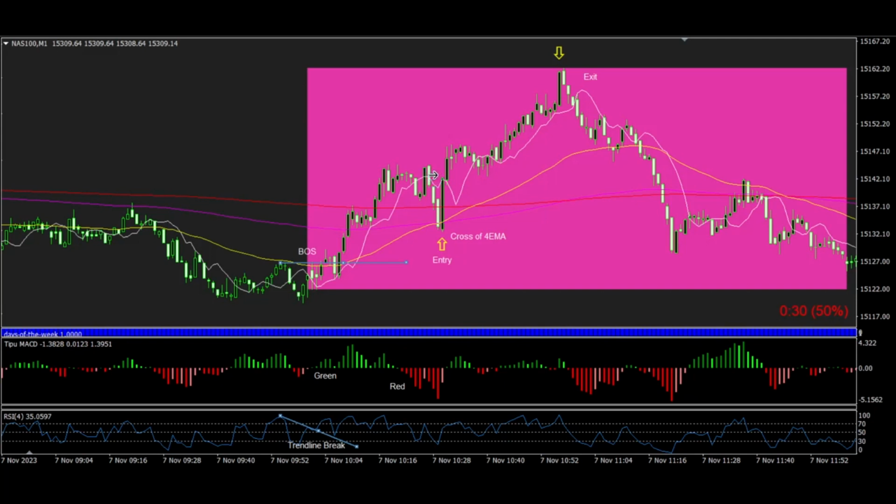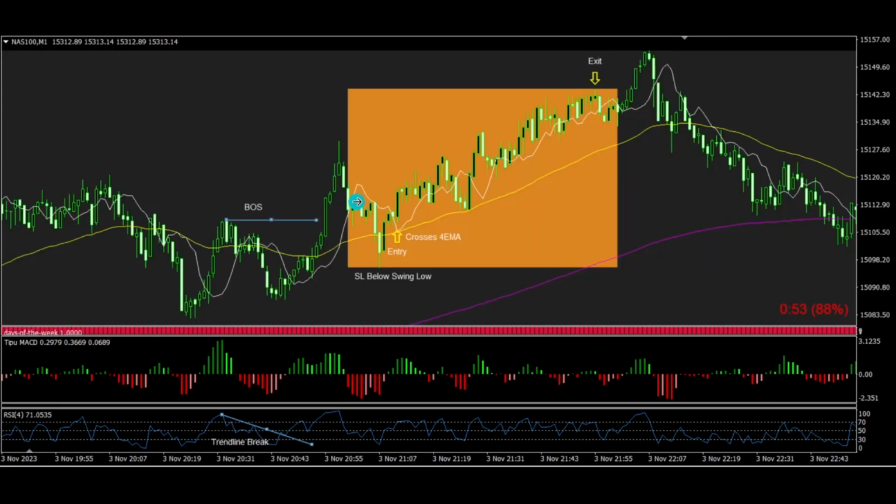Our stop loss goes below the new swing low, confirmed by the red histogram. And then we see an exit at 1.5 times your risk. This trade would be a frustrating trade and would probably be break even or a small loss.